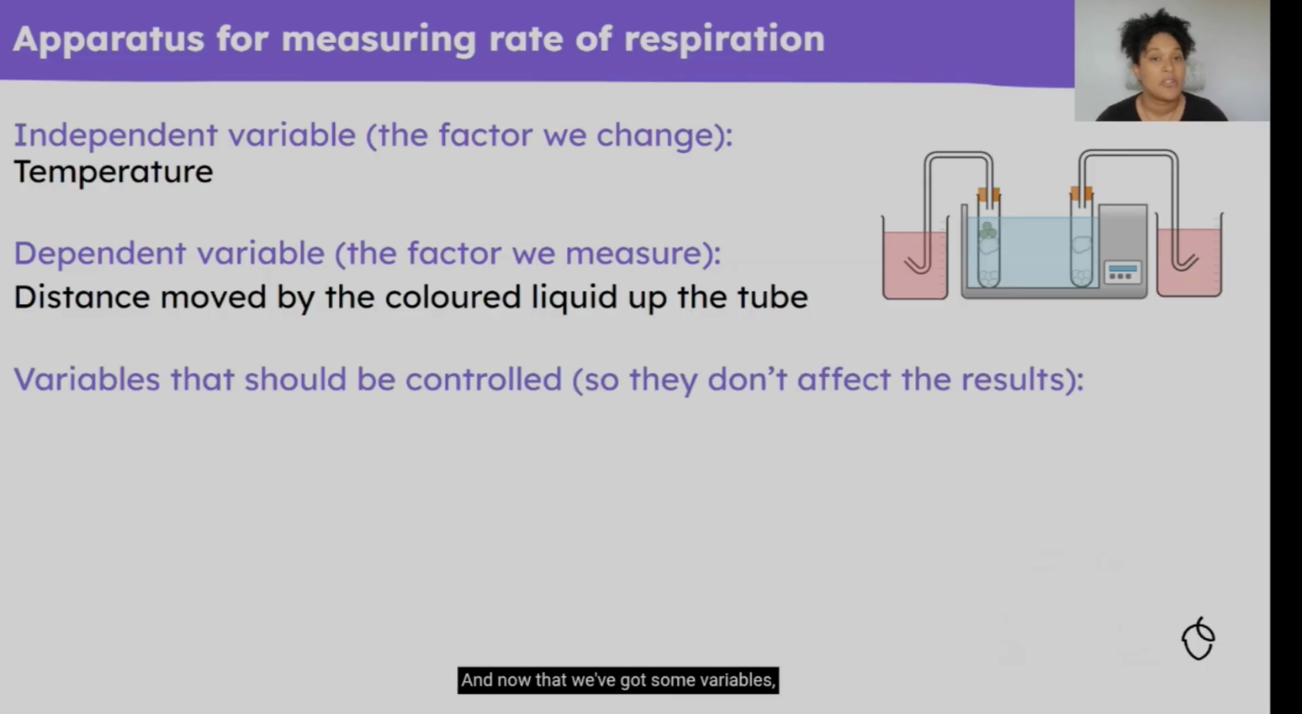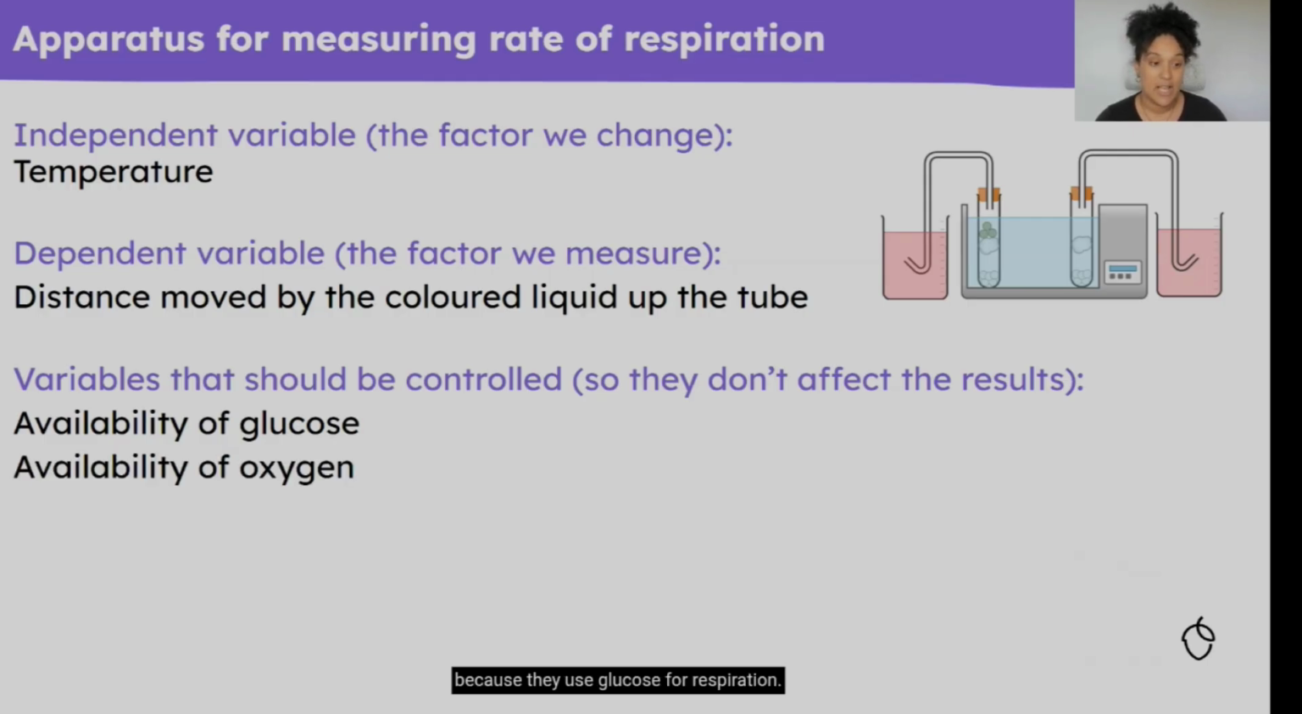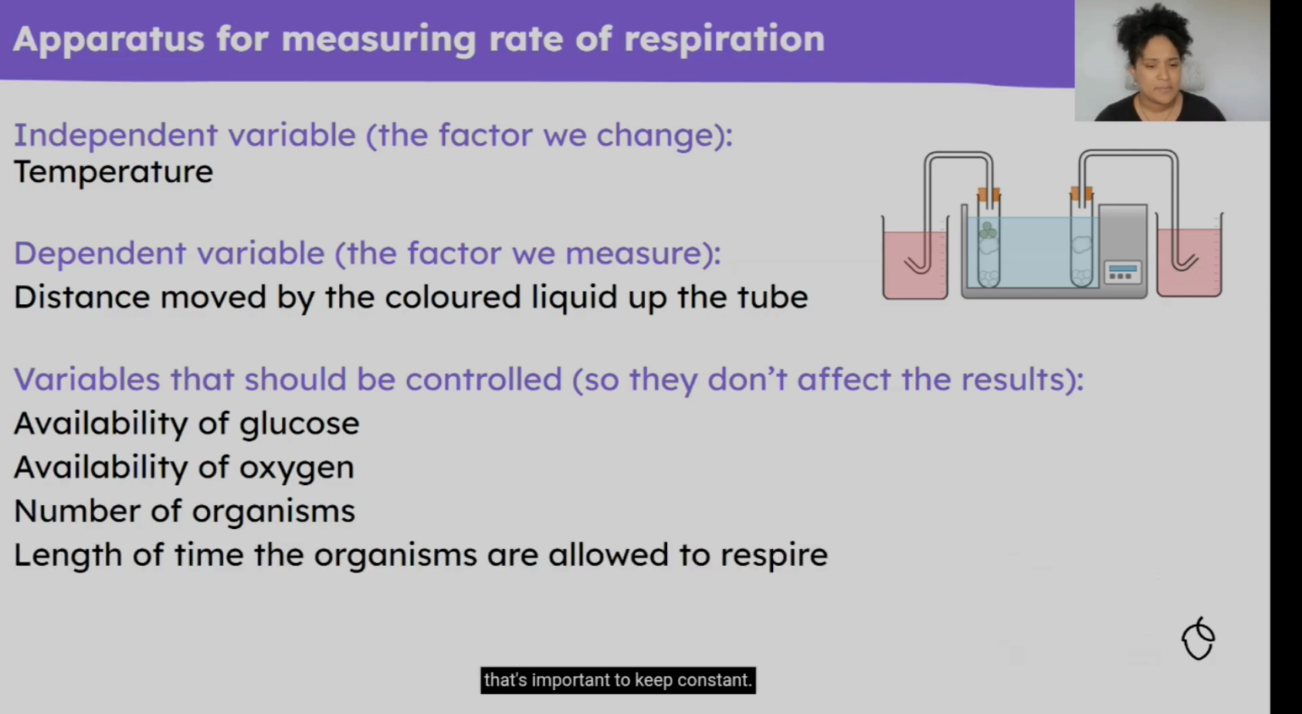And now there are some variables that should be controlled so that they don't affect our results. There are tons of things you could say for this, but just some of them are the availability of glucose that the germinating peas have, because they use glucose for respiration. The availability of oxygen, again, that's necessary for aerobic respiration, so that affects the rate of aerobic respiration. The number of organisms in the tube, that's important to keep constant, and the length of time the organisms are allowed to respire. Can you think of any others?